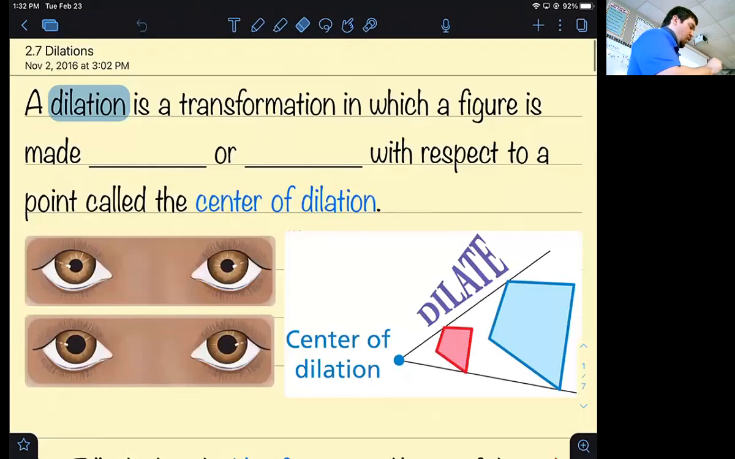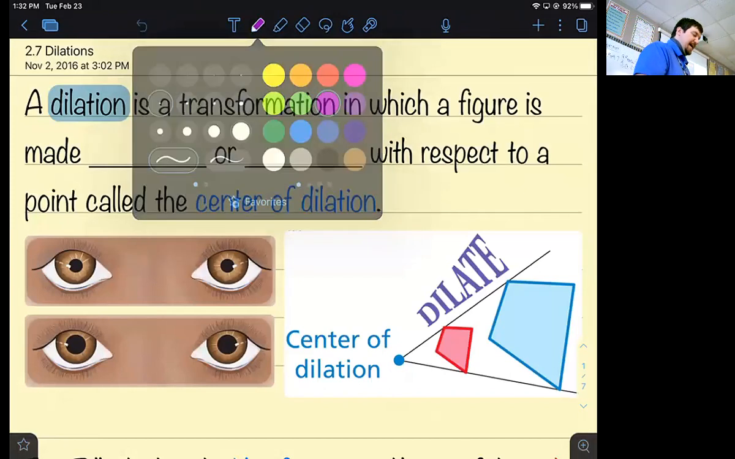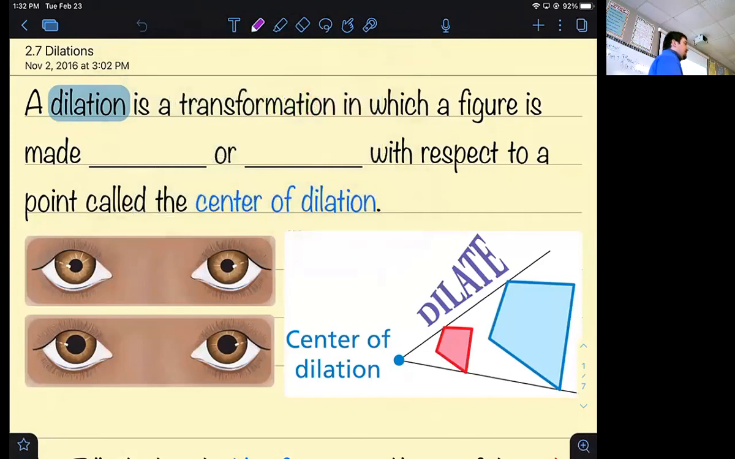Dilations. The only type of non-congruent transformation we'll talk about is a dilation, which is a form of similar transformation. The resulting image is going to be enlarged or reduced, but everything was done proportionally.